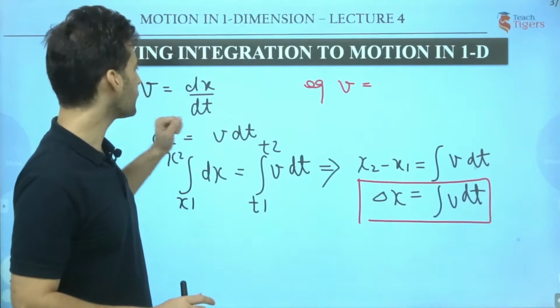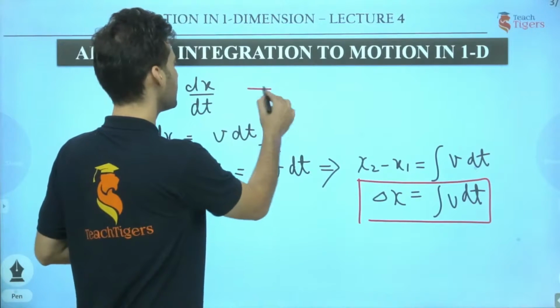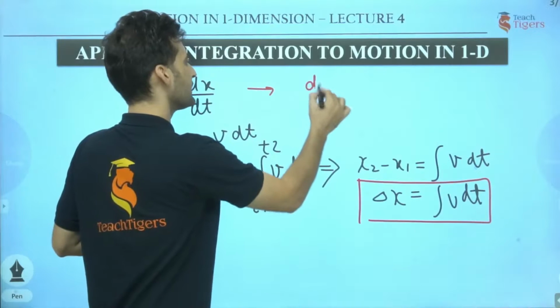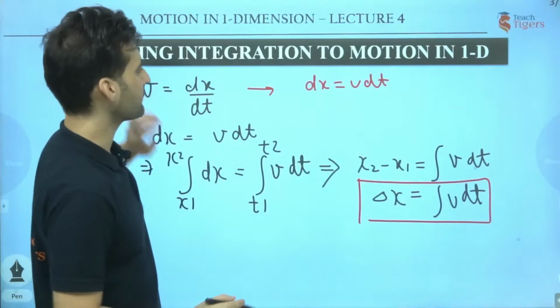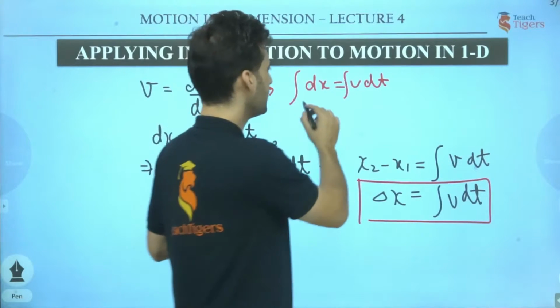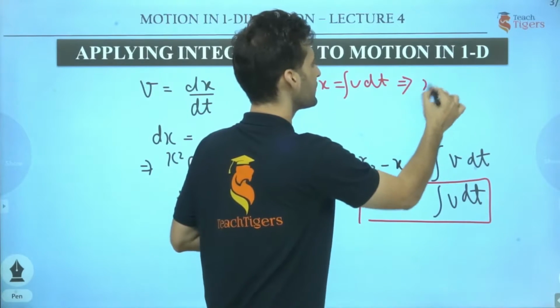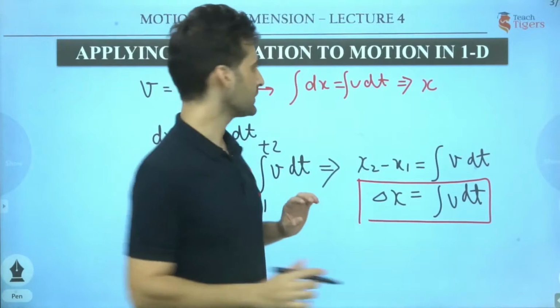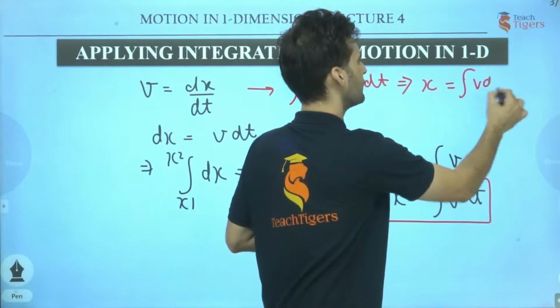Even if you don't want to put the limits, what you could do over here, instead of this, do it like this. See, dx will be what? Equals to v dt, isn't it? This dt I have taken that side. Don't put the limits over here. Without putting the limits, I can say कि integration of dx will become what? X only, and this will become integral of v dt.